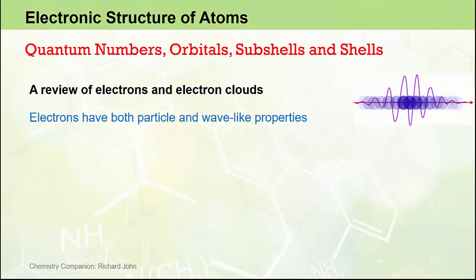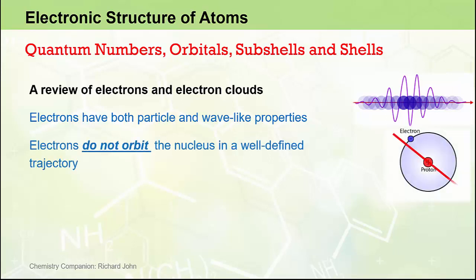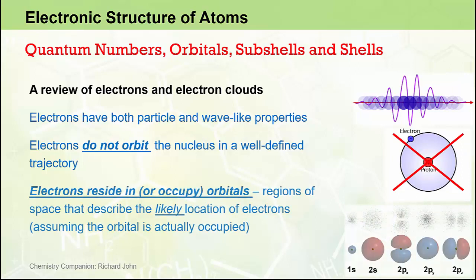We now know that electrons have both particle and wave-like properties, and that electrons are effectively distributed through space and not localized. We do not talk about electrons orbiting a nucleus in a well-defined trajectory where we can define both its exact energy and its exact location. Instead, we say that electrons reside in or occupy orbitals, which are regions of space that describe the likely location of electrons, assuming an electron actually occupies the orbital.